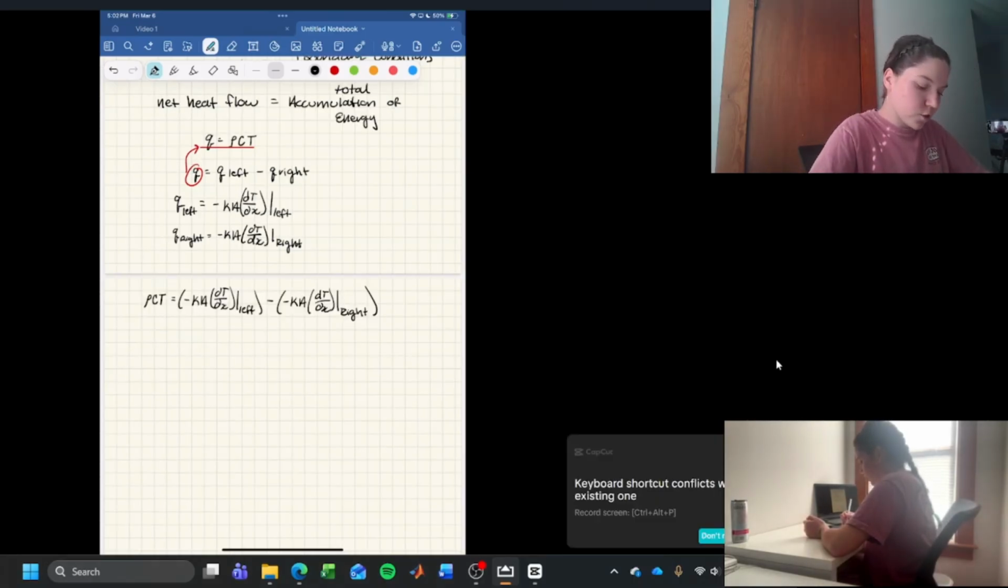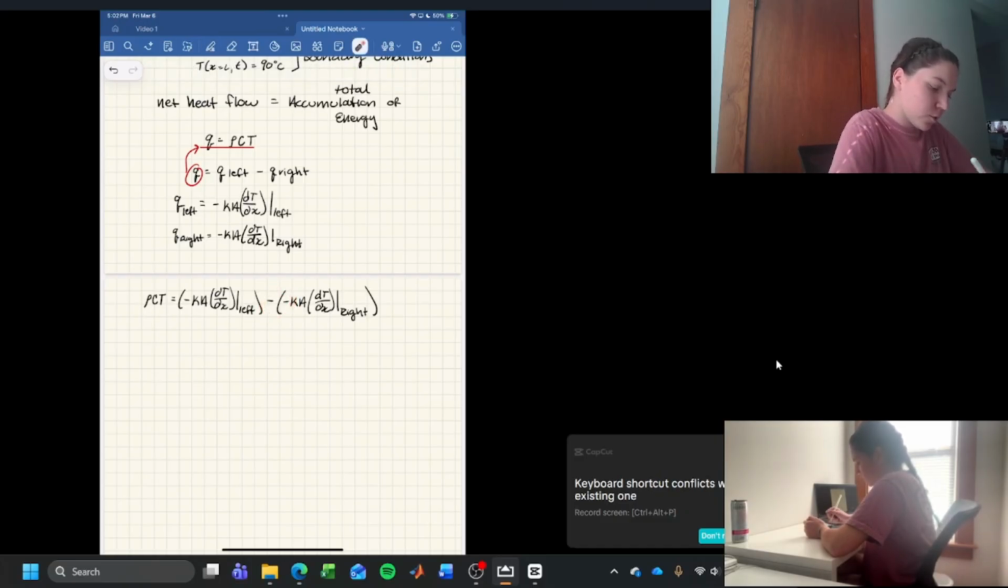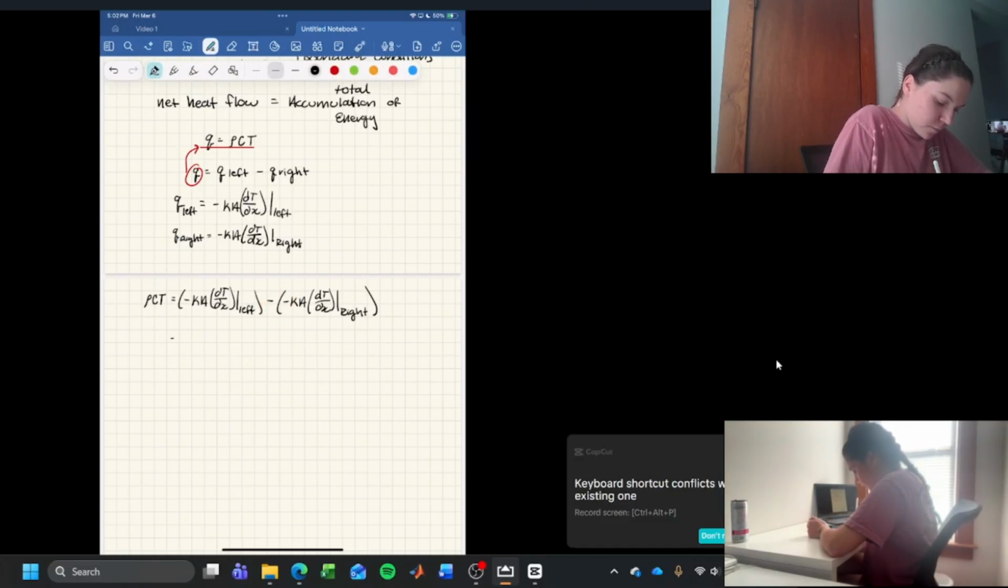So now with this equation, we can see right here that these two negative signs are going to become a positive. So we can rewrite that. And evaluating it from the left, this part's going to stay the same. But then we're just going to simplify these two negative signs here to be a plus.